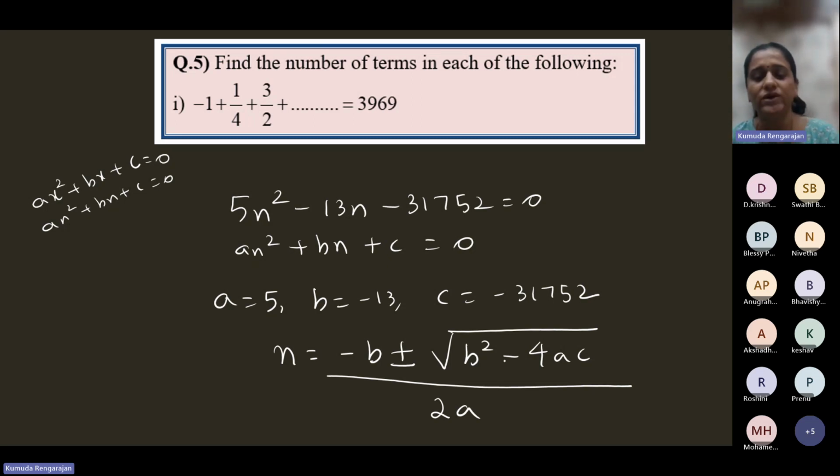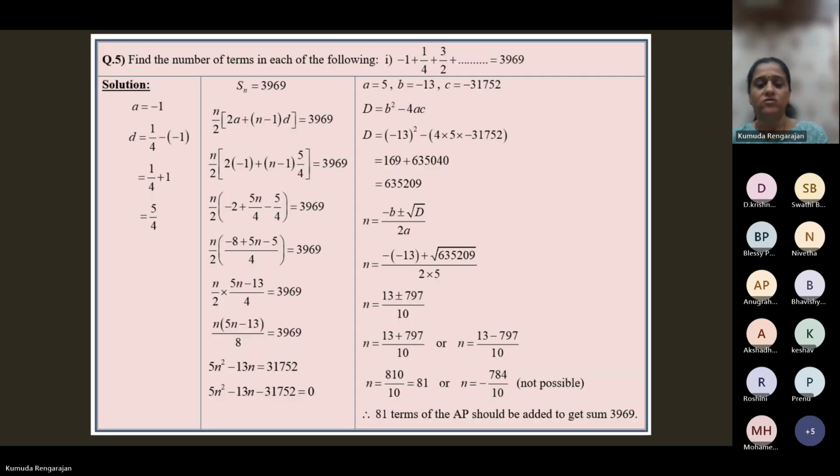When you substitute the values of a, b, c in this formula, you will be able to find the two values for n. So n is equal to 81 or minus 784 by 10. So this is not possible, right? It's negative, it's a fraction. So n is equal to 81. That means there are 81 terms. This is an infinite AP as you can see. The sum of the first 81 terms is 3969.